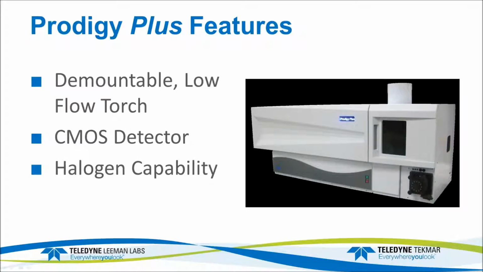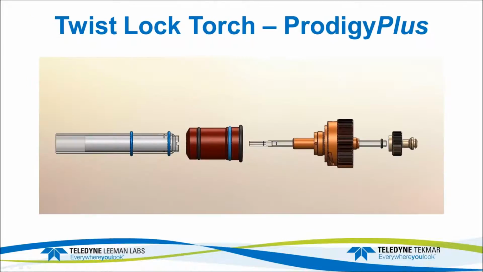The instrument that we use for the trace metal analysis is our ProdigyPlus, the latest model of ICP. Some of the salient features for this analysis were a demountable low-flow torch. Users are interested in reducing argon consumption. The demountable torch allows you to do that. A new detector type that increases linearity and speed. We'll look at it very briefly. And this instrument also has the ability to determine halogen concentrations, chlorine and bromine, which we did not do for the hops analysis, but it is a feature of the instrument.